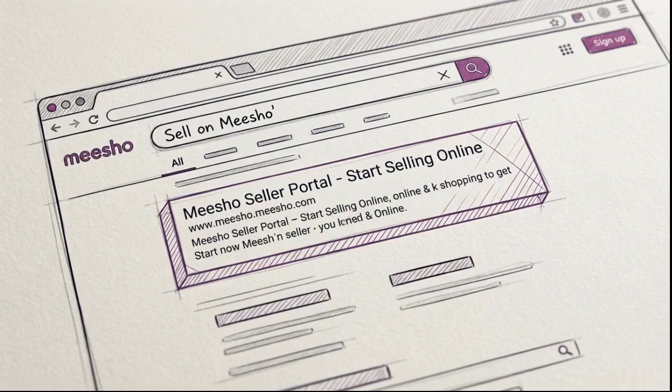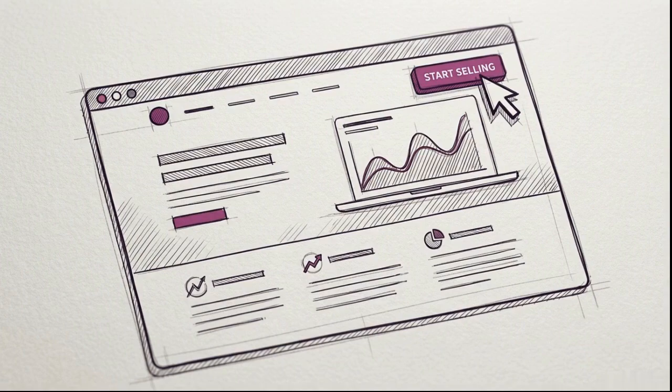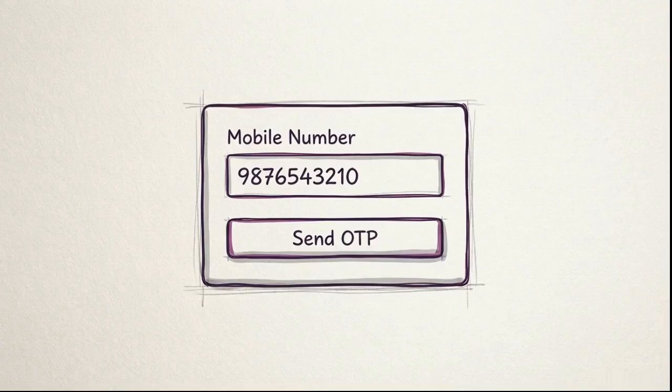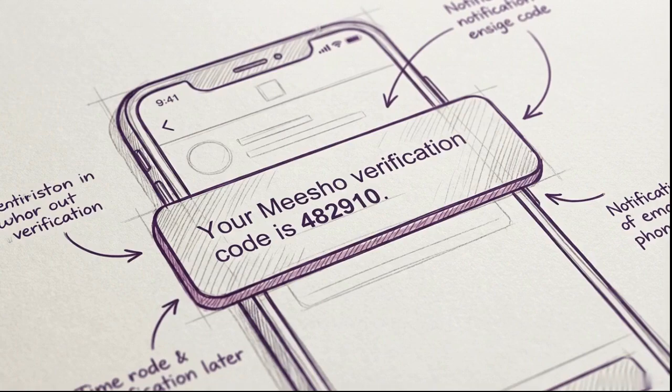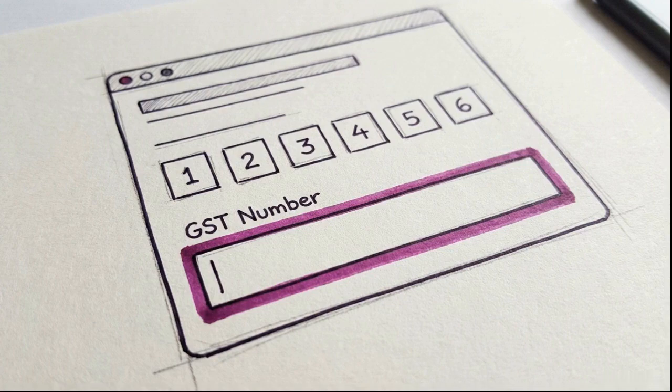Open your browser and search for Sell on Meesho. Click the first official link and then select the Start Selling button on the homepage to open the registration portal. The first step is authentication. You will enter your mobile number to receive an OTP, a one-time password sent via text message to verify your identity. Enter the code and the system will immediately prompt you to input your GST number.